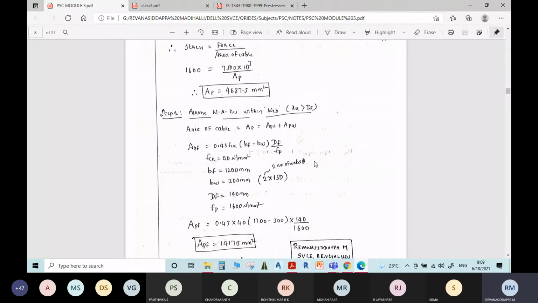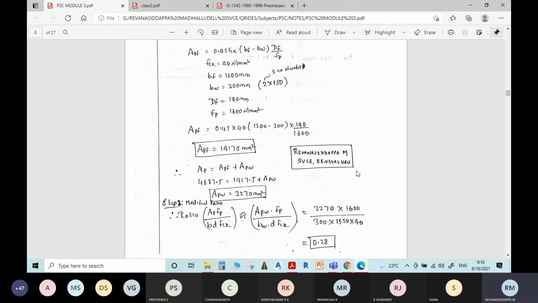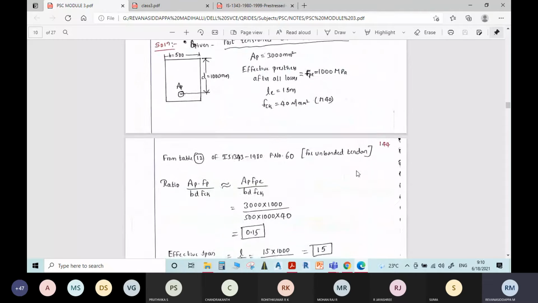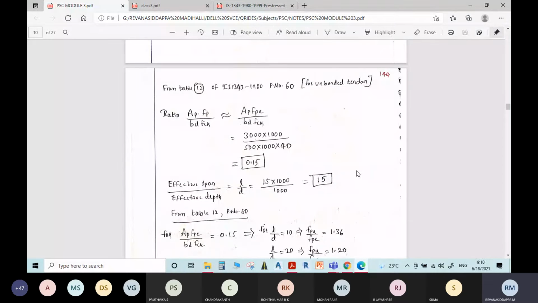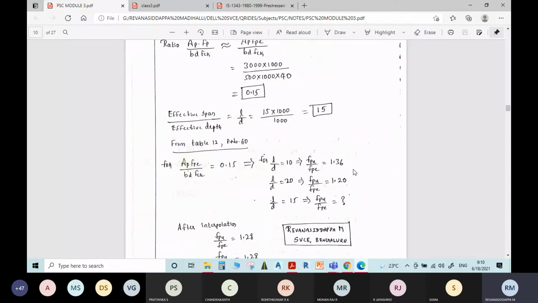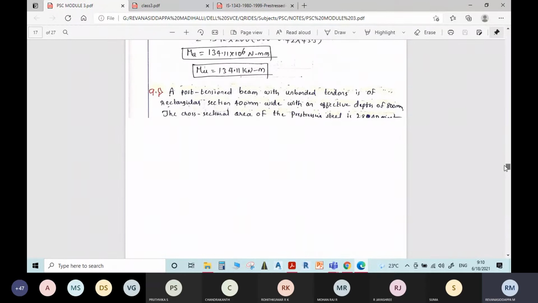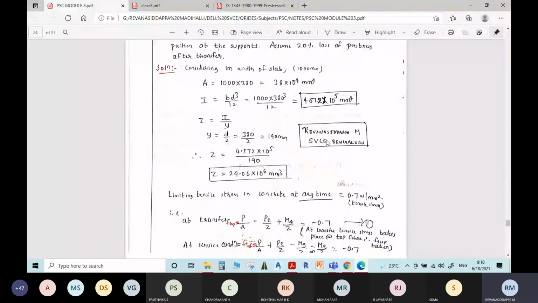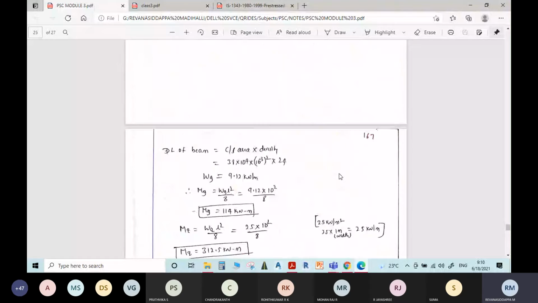There is no detailed design like check for shear. All those detailed designs will not be there. Very simple designs are there, that we will do. One or two standard designs are there, I think 2 to 3 standard designs, that if you practice, will be more than enough for your examinations.